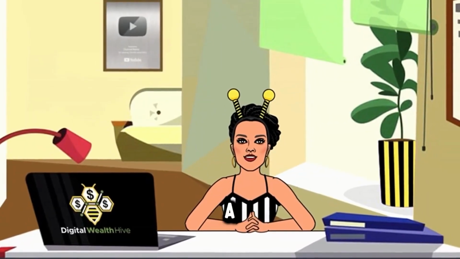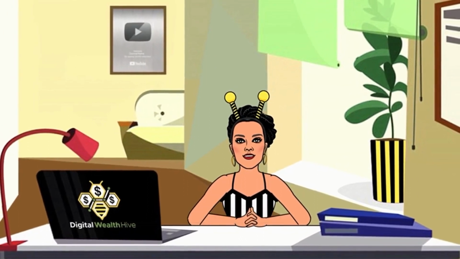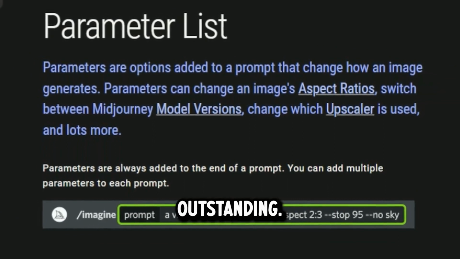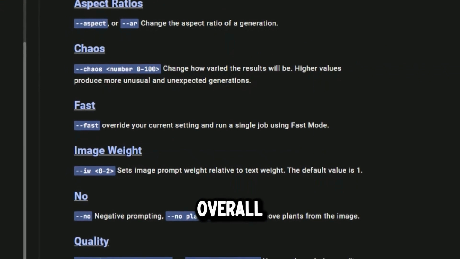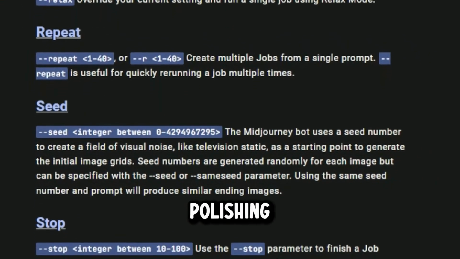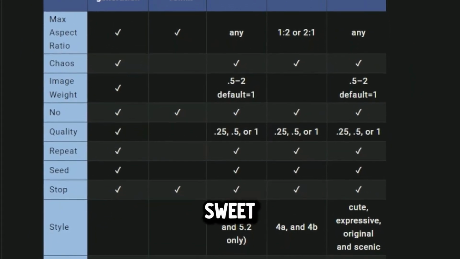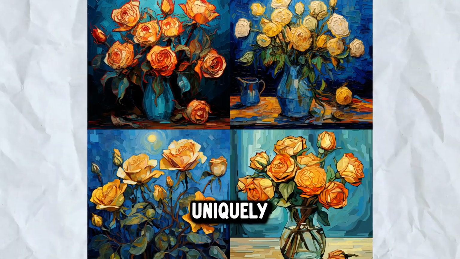Now, here's a little insider tip. Pay special attention to adjusting settings like the value parameter. It's like adding that secret ingredient that takes your patterns from good to outstanding. By making these subtle adjustments, you can significantly enhance the overall quality of your patterns. It's like polishing a gem to reveal its true brilliance. Ultimately, it's all about finding that sweet spot where your patterns truly come to life. It's about making them not just good, but uniquely yours.